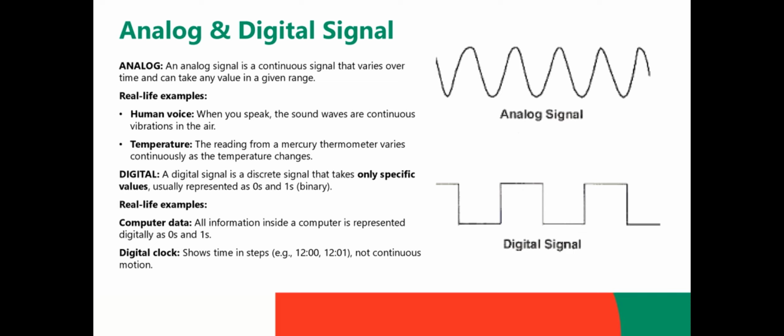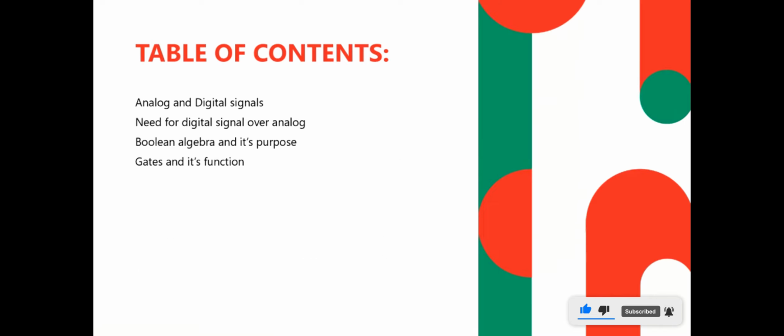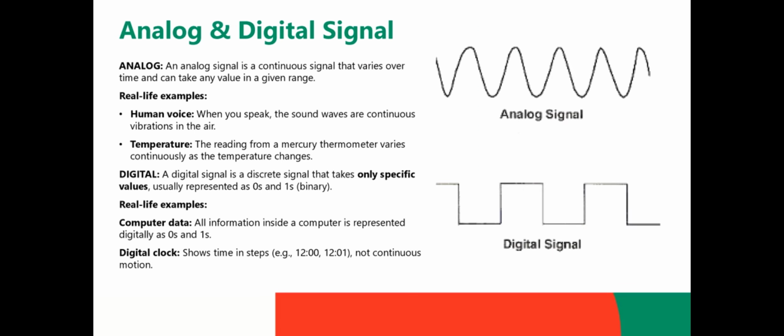So if you see a digital signal, a digital signal is a discrete signal that takes only specific values, usually represented as zeros and ones, binary. So here in this example, it can take any value from 0 or 1, not between 0 and 1. It's only 0 or 1.